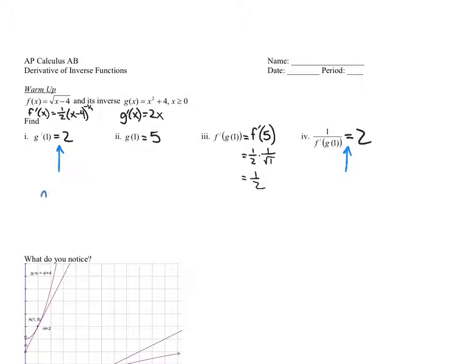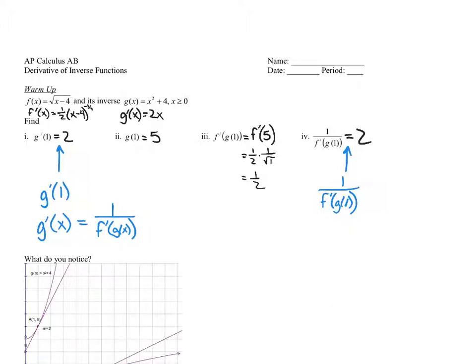I mean, we see here g prime of 1. So it's like g prime of x equals f prime of g of x? Wait, 1 over that thing. Oh, 1 over f prime of g of x. Think so? And it works here, right? This is 1 over f prime of g of 1. You want to try a different number and see if it still works?